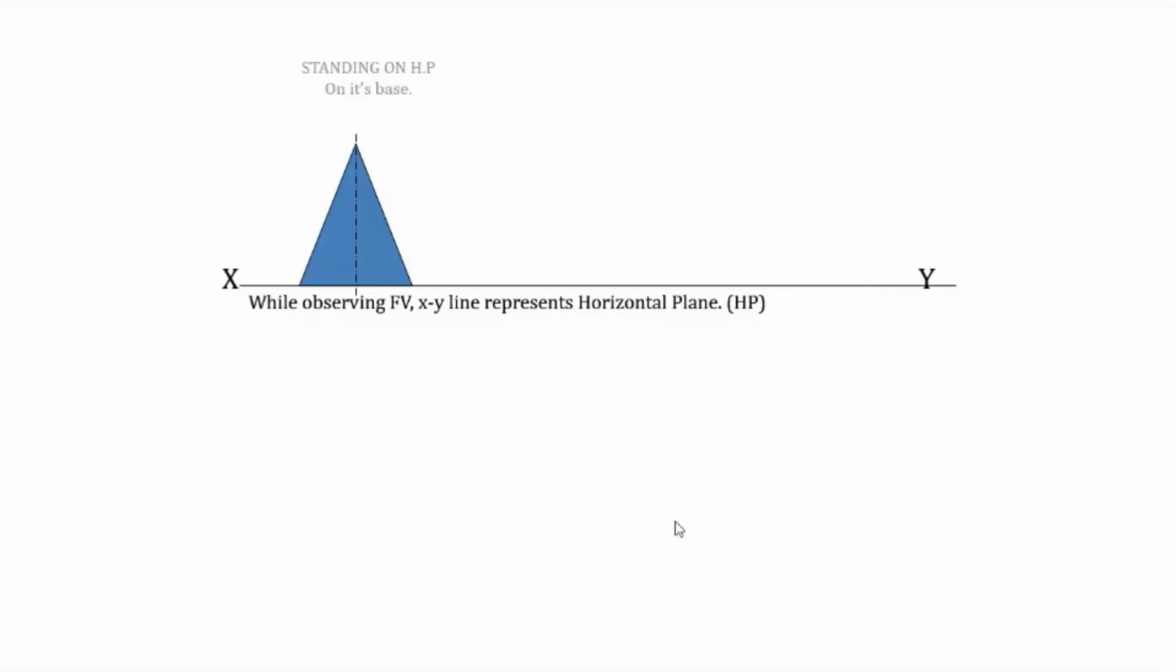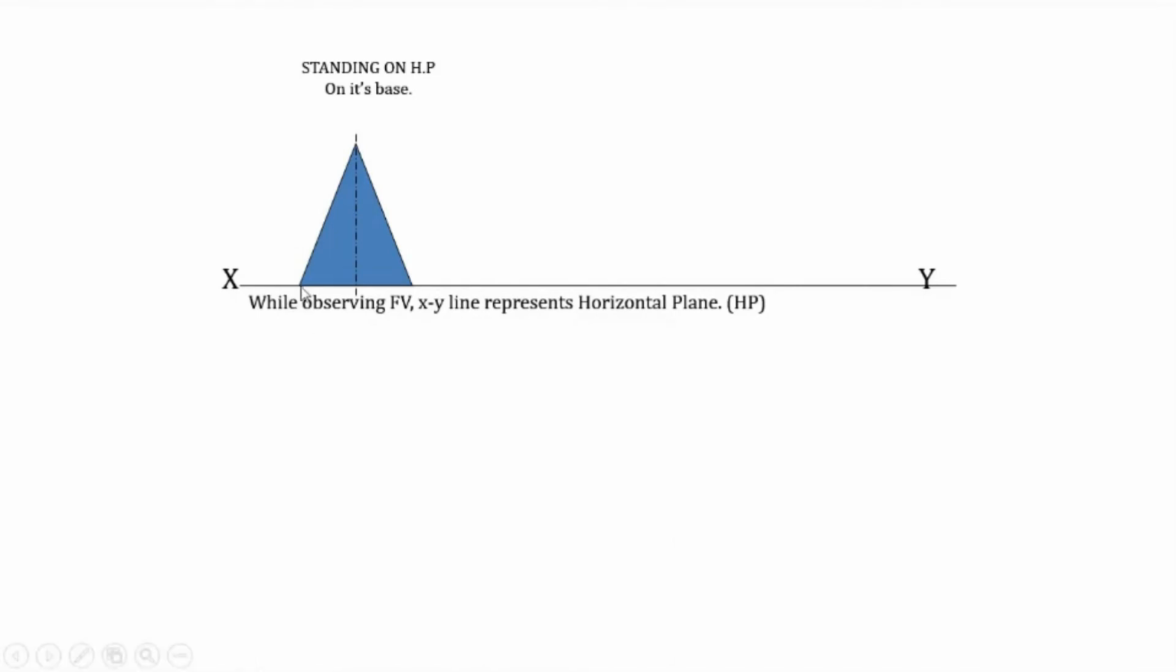So this is one condition in which a pyramid, I don't know which pyramid it is. It can be a square pyramid, or a triangular pyramid, or a hexagonal pyramid, whatever it is. We can assume that it is a square pyramid standing on HP on its base. So the base is coinciding with the HP.